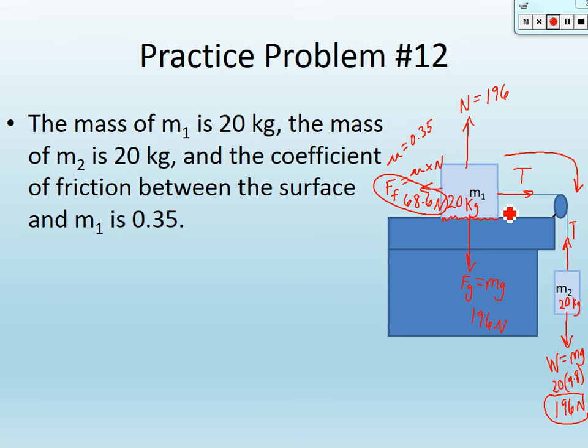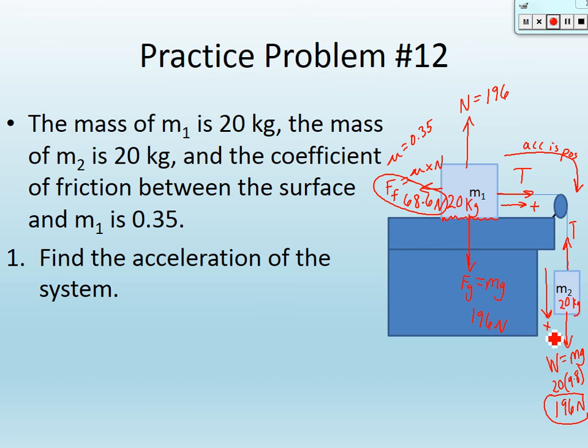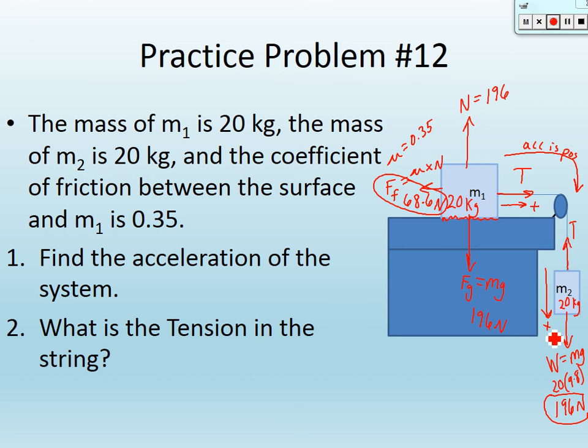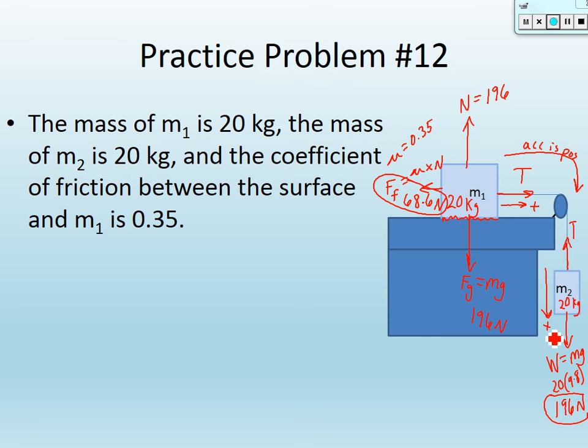Okay? So what that tells us is our sign notation. Put acceleration as positive in that direction. So with M1 coming to the right, that's positive. M2 going down is positive. So keep the sign notation consistent there. Now, we want to know what the acceleration of the system is and the tension in the string. So let's solve for the acceleration.